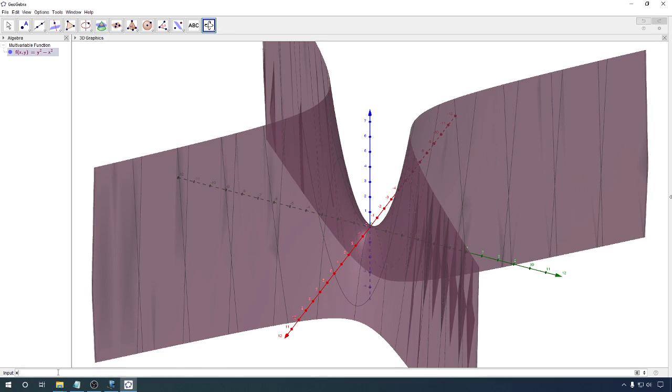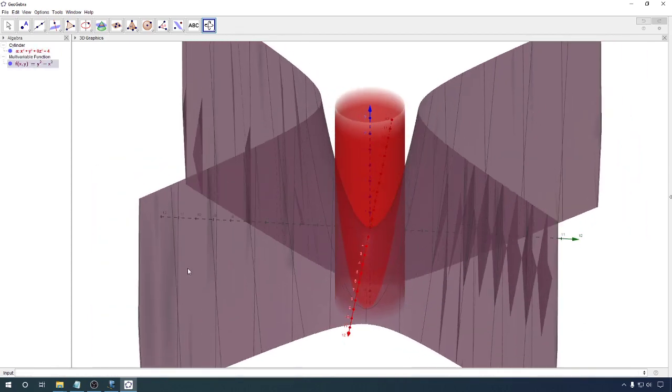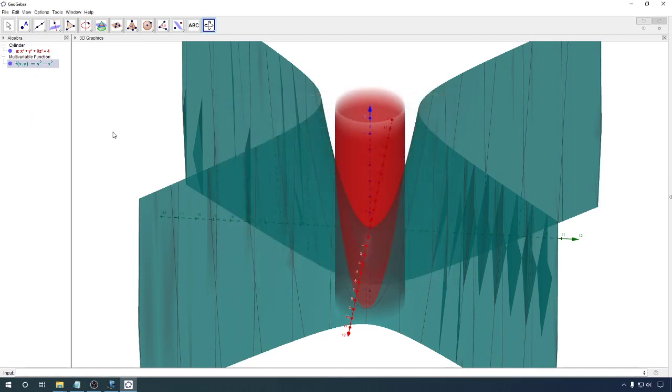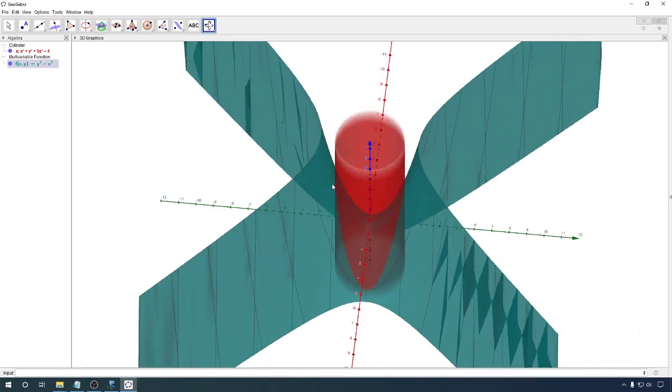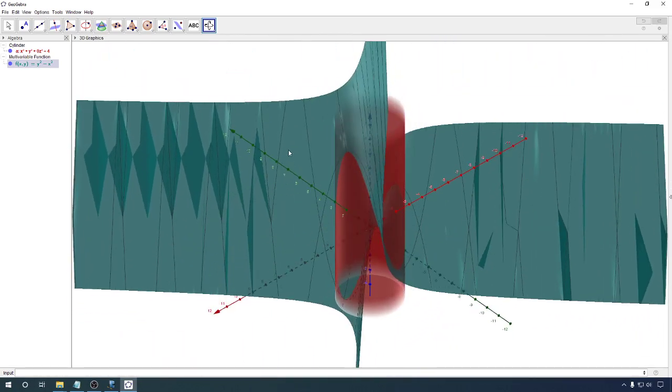Yeah, we need the curve, which hopefully will show up as a cylinder, because that'll make it a little easier to see what's going on here. And let's make this a different color. I apparently selected the wrong thing. Oh well. I meant to change the color of the cylinder. I changed the color of the hyperbolic paraboloid, but whatever. I just want them to be different colors.